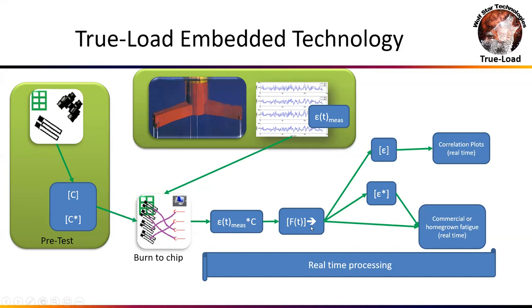We're going to measure strain and use the correlation matrix to generate the loads. And then once we've got these loads, we can back calculate the theoretical strains at the gauges and generate correlation plots. And if we decide to look at some auxiliary high strain areas, we can extract an auxiliary correlation matrix to generate the auxiliary strains at these hot spots and use that for looking at fatigue analysis.